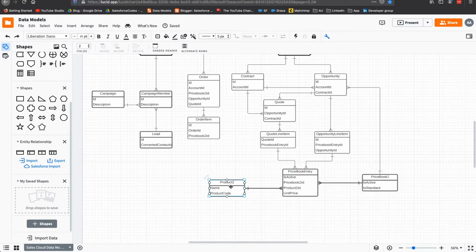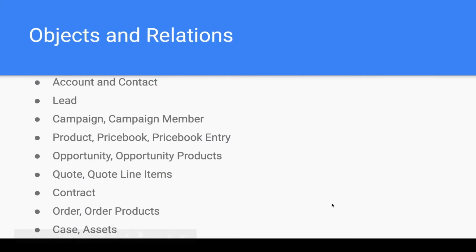Product represents the products that you're selling in your company. Price book represents the list of prices that you are listing for a product. It can be different for wholesale, retail, and different regions. And for each combination of product to price book, there will be one price book entry. That explains the relation between these objects.